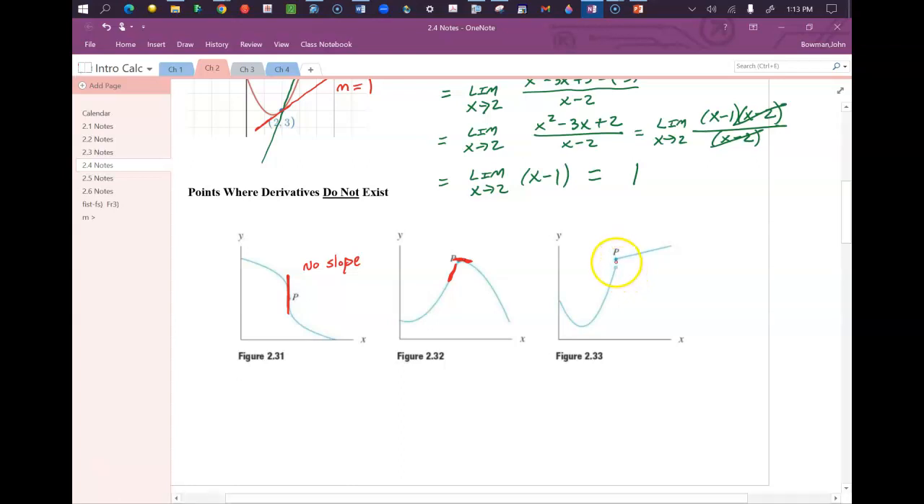And then finally, if you have a discontinuity, you do not have a derivative, and that's for the same reason as the previous example, because the slope from the right is going to be like that, and the slope from the left is going to be like that, and they're not going to be equal. So the limit does not exist, and therefore the derivative does not exist.